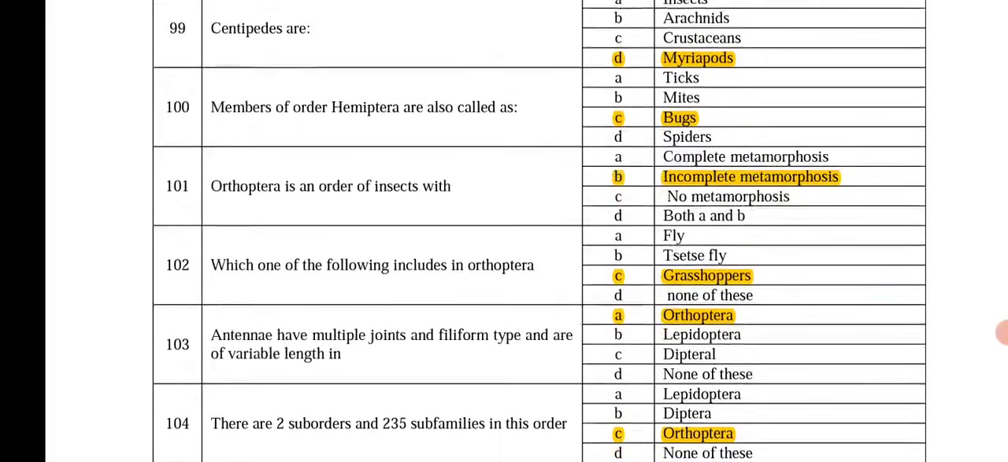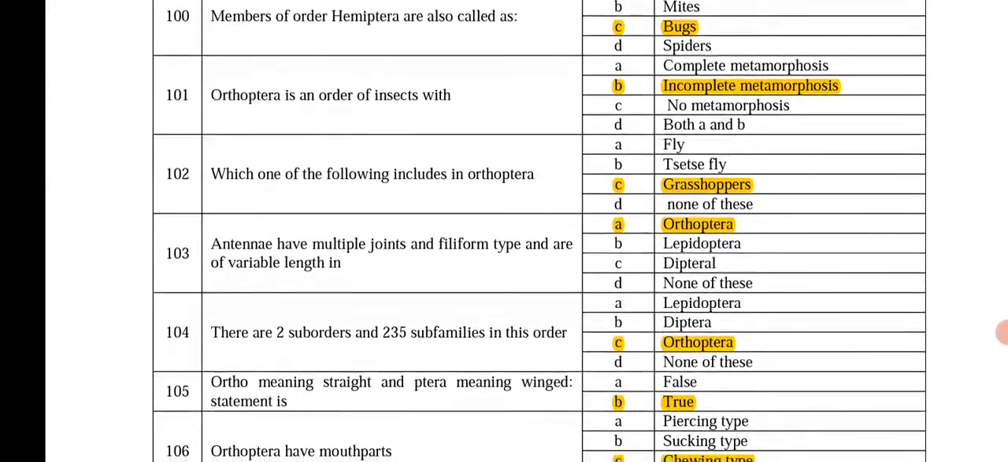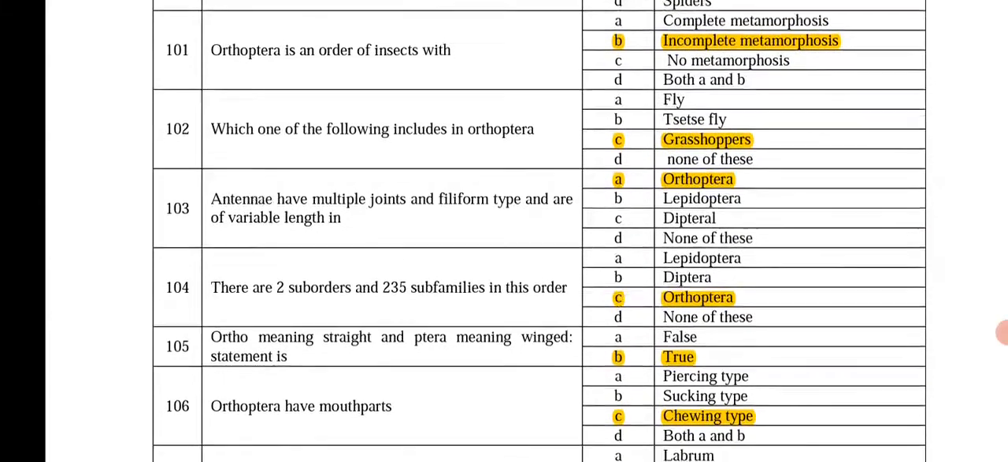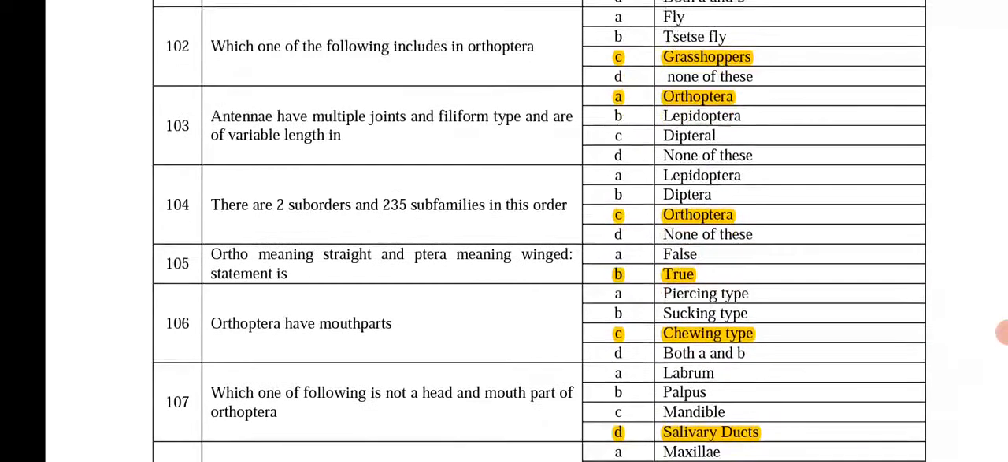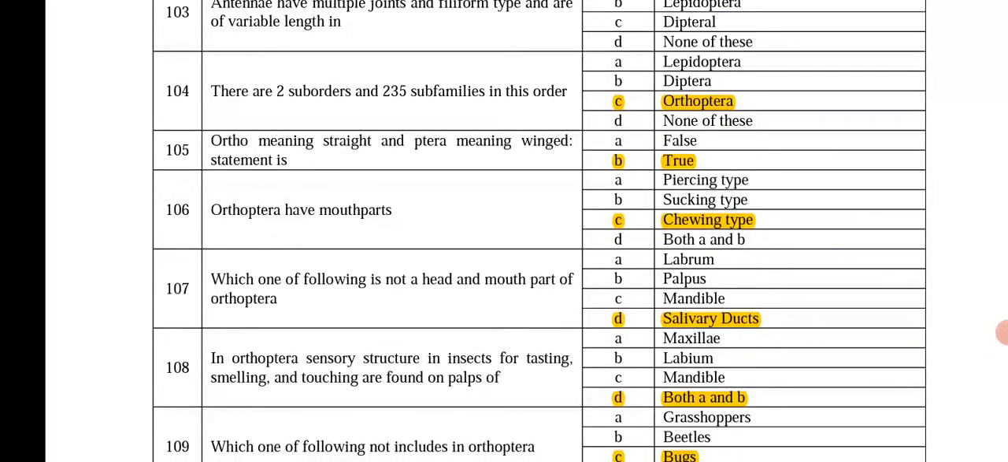Which of the following insects is included in Arthropoda? Grasshoppers. Antennae having multiple joints, filiform type, are of variable length in Orthoptera. There are two suborders and 235 subfamilies in this order. Orthoptera: ortho means straight and ptera means winged. The statement is true. Orthoptera have chewing type mouth parts.